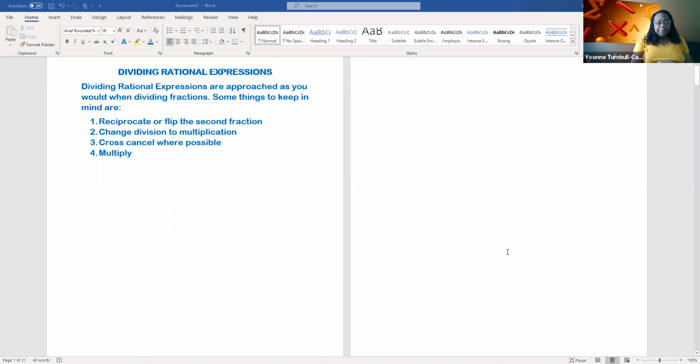Anyway, after you flip or reciprocate the second fraction, you would change your division to multiplication. And you're going to cross cancel. And this is where I say that factoring is going to be important because you can only cross cancel expressions that are the same. Because any number divided by itself is 1. Same thing as any expression divided by itself is 1. So therefore, they are able to cancel out. So if you're factoring correctly, you will see a lot of possibility of canceling. And here again, once you've done that, then you're going to multiply.